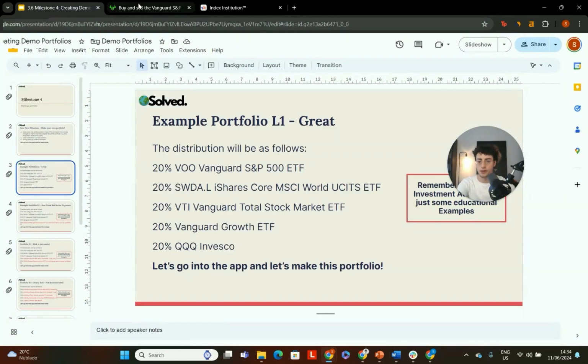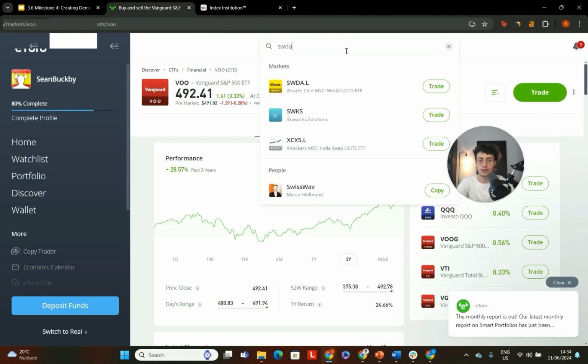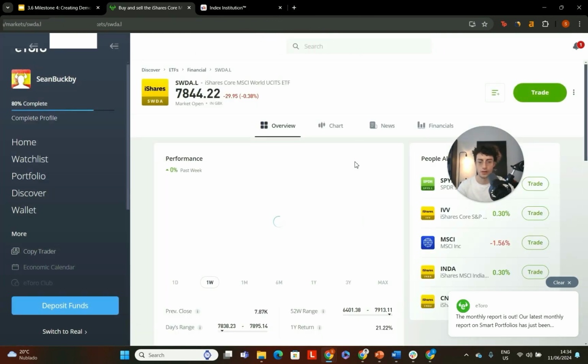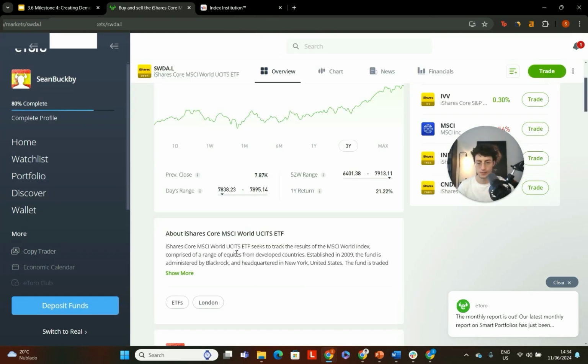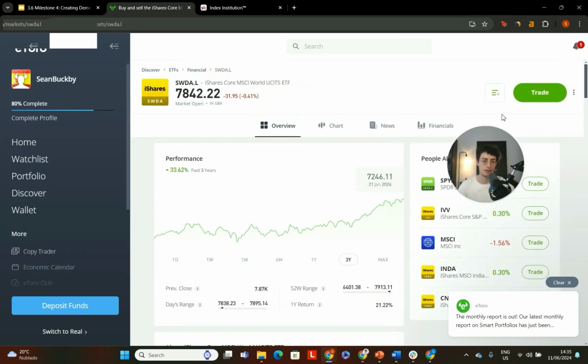Then we want to get through our other 20%. So SWDA.L. Remember, this is the global economy. It also displays here that it seeks to track the results of the MSCI World Index. It's comprised of a range of equities from developed countries. It's administered by BlackRock, and that's basically a brief explanation of what it is.